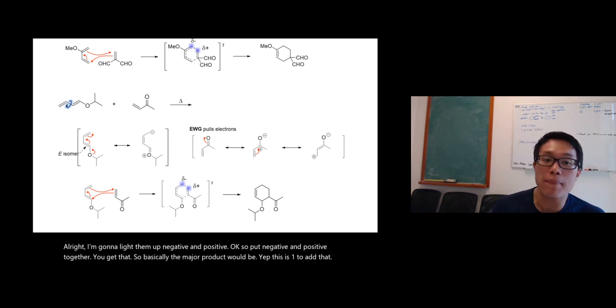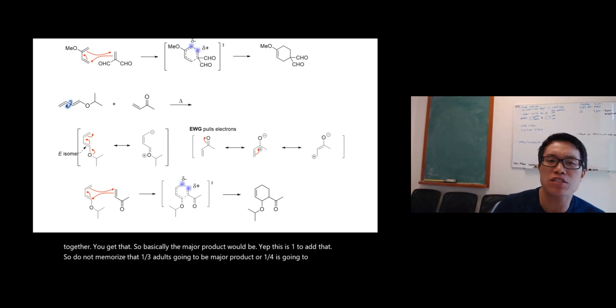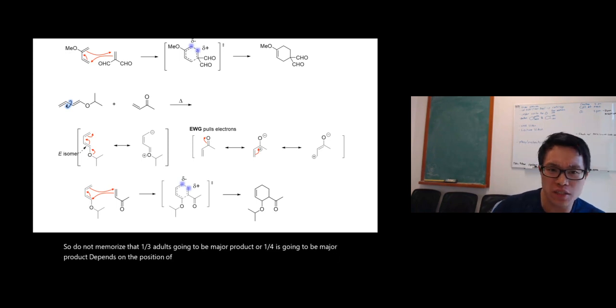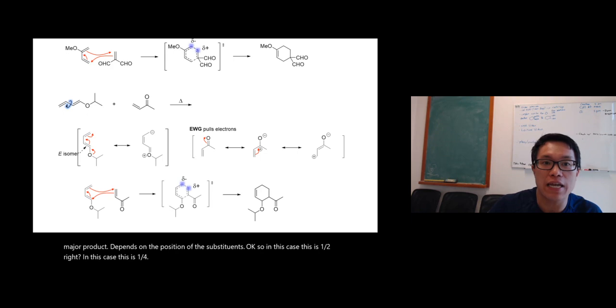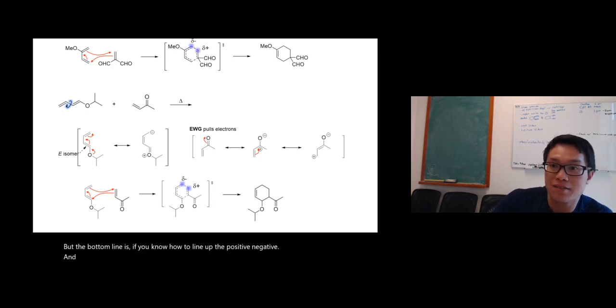Okay, so do not memorize that the 1,3 adduct is going to be the major product, or the 1,4 is going to be the major product. It depends on the position of the substituents. Okay, so in this case this is 1,2, right? In this case this is 1,4. But the bottom line is, if you know how to line up the positive and negative, that's it.